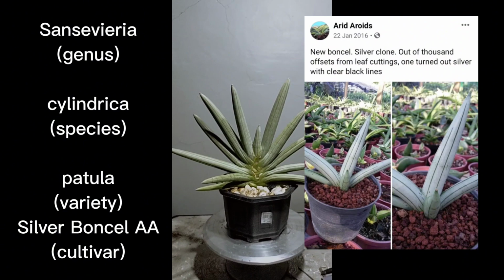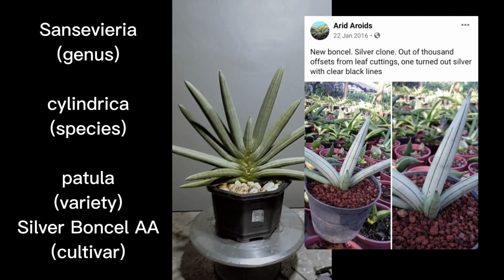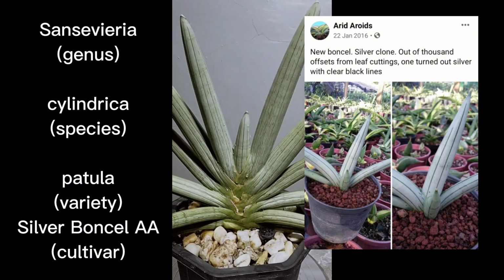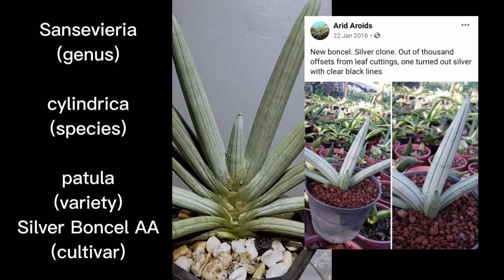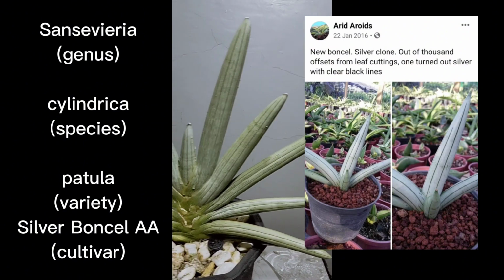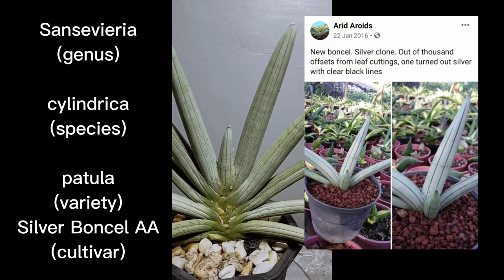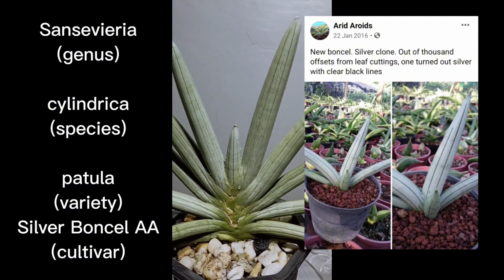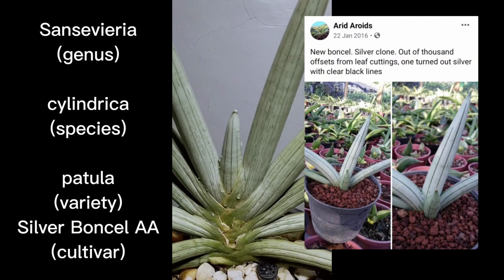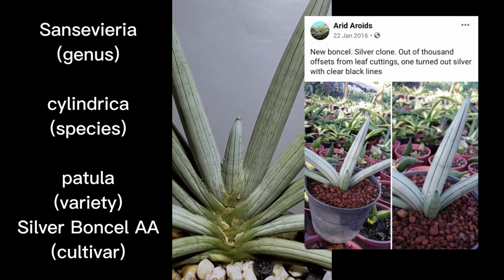So again, this is a very beautiful mutation of Boncels. It is part of the pale green clones, as I would mention it, because there are dark green clones. Later on, I will show you some dark green clones that also originated here in the Philippines, but right now we're just focusing on Sansevieria cylindrica patula Silver Boncel AA. Alright, so we're done with where this mutation or cultivar came from.